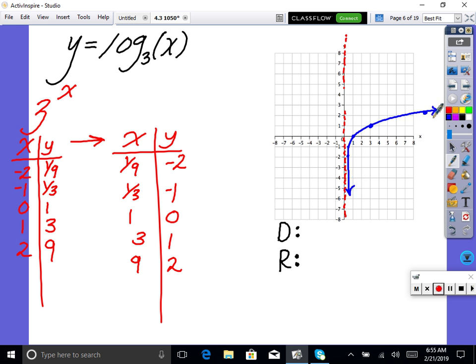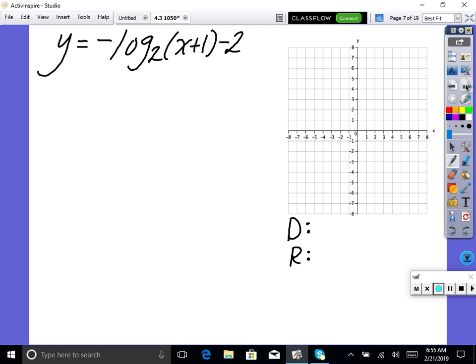So the domain for all logarithms that have no shift left or right would be 0 to infinity, wouldn't it? And your range for all logarithms is all real numbers. So not hard, but it's just remembering how to do it. People usually get stuck, they forget where to start, which is rewrite the exponential form of it. Get those points, switch them. Okay, doing good.